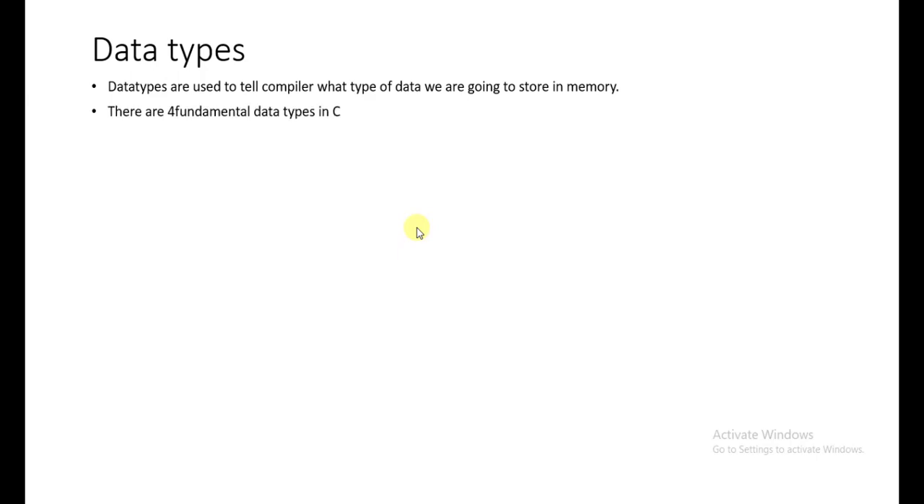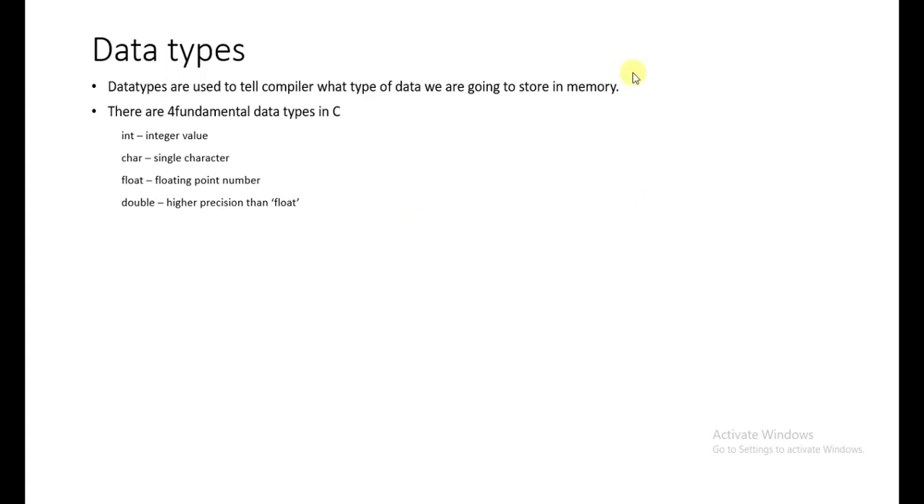Now let us see what data types are available in C. Data types are basically used to tell the compiler what type of data we want to store in memory. There are 4 fundamental data types in C. They are int to store an integer value, char to store a single character, float to store a floating point number, and double to store a floating point number with a higher precision than float.